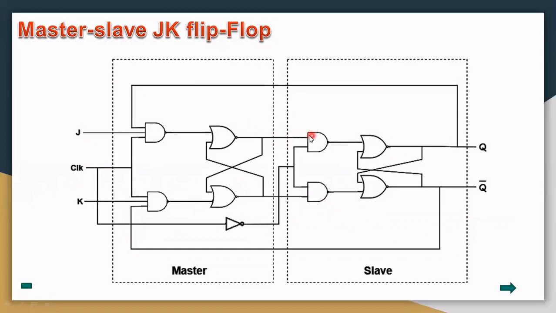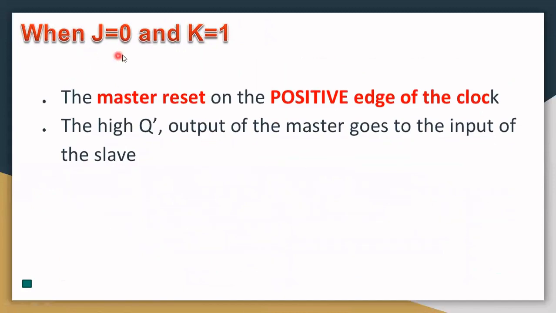But this second slave flip-flop is inactivated, so we don't get a change in the output. When J is equal to 0, K is equal to 1, that is called a reset state.